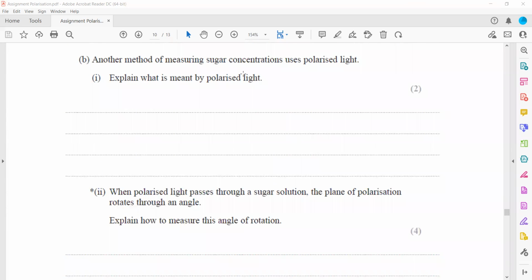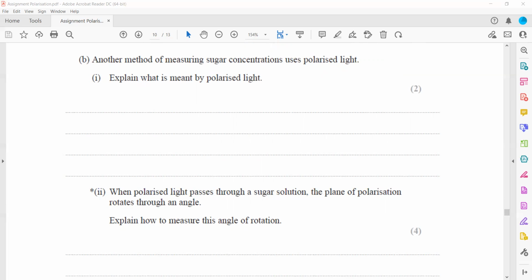Then another method of measuring sugar concentration uses polarized light. What is meant by polarized light? What is the definition of polarized light? So polarized light means light which has a single component. But you have to learn a standard definition. There are two ways we can define polarized light. One is that polarized light is light in which the oscillations or vibrations are in one plane only, and the plane includes the direction of travel.